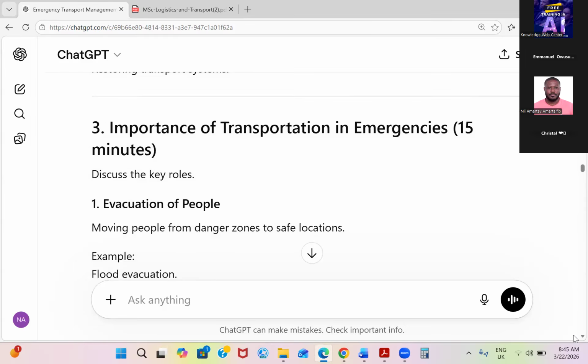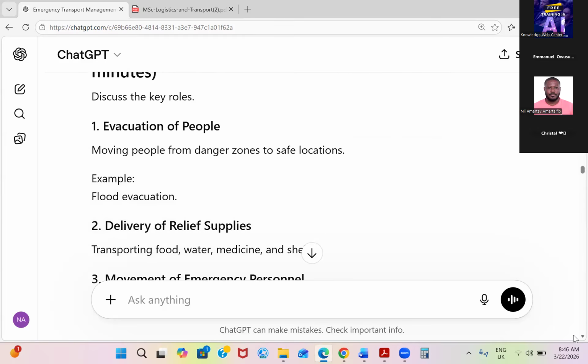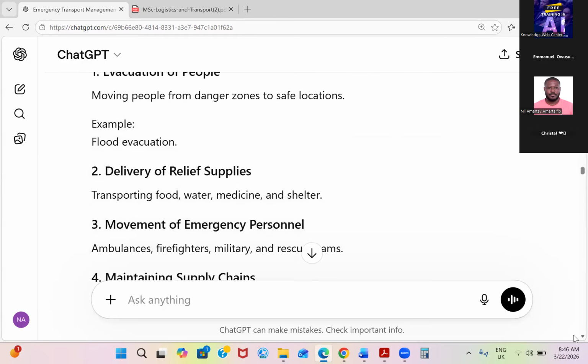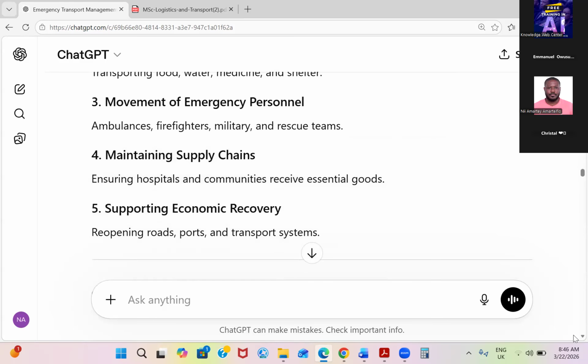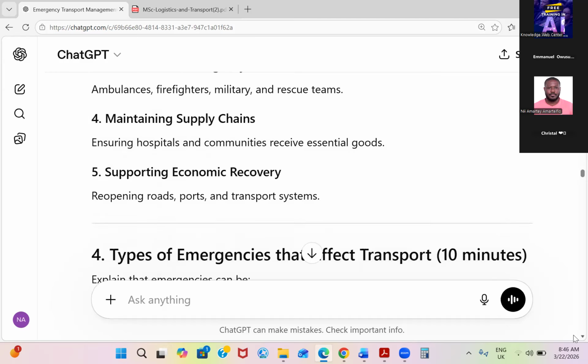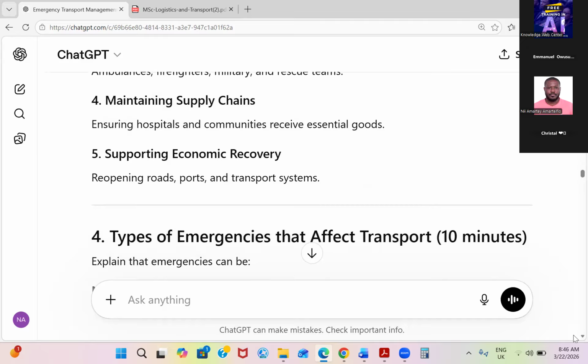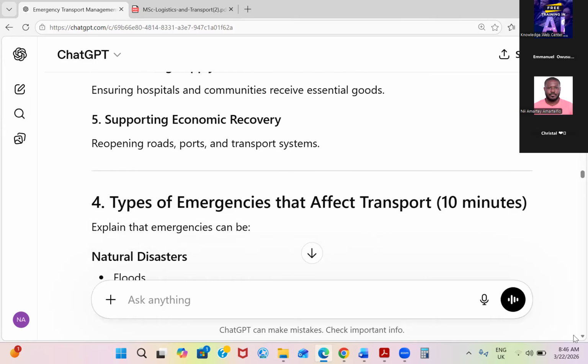Importance of transportation in emergency, 15 minutes. Evacuation of people, moving people from danger zones to safety locations, for example flood evacuation. Delivery of relief supplies, transporting food, water, medicine, and shelter. Movement of emergency personnel: ambulances, firefighters, military, and rescue teams. Maintaining supply chain, ensuring hospitals and communities receive essential goods. Supporting economic recovery, reopening roads, ports, and transport systems.